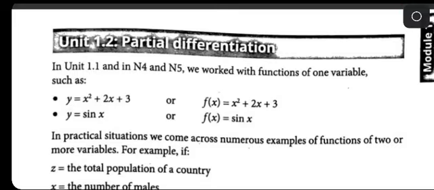Today we'll be dealing with mathematics N6. This is the introduction to partial differentiation, right? Differential.